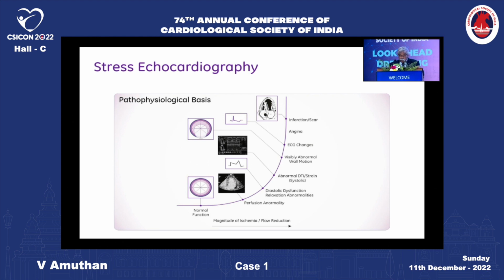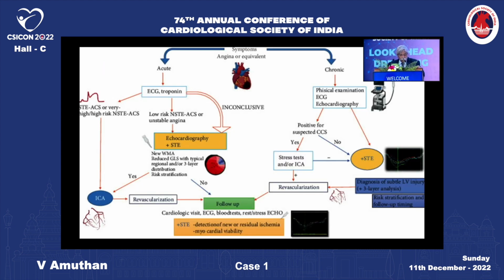Regional wall motion abnormality occurs much earlier than the ECG changes. Now, the latest update on stress echocardiography is stress strain echocardiography.